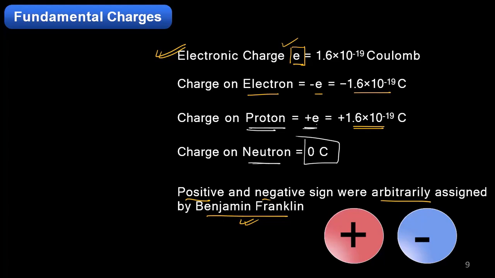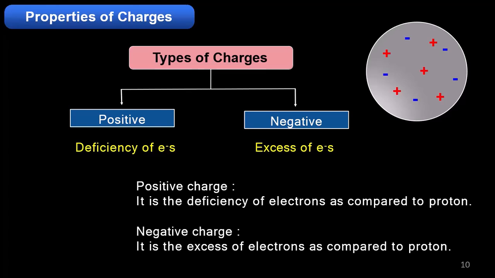I can also say the proton is a negative charge and the electron is a positive charge. Once I say the proton is negative, then I should say the electron is positive. But convention-wise, every time I will follow the convention that the electron is negative and the proton is positive. So charge may be of two types, either positive or negative.